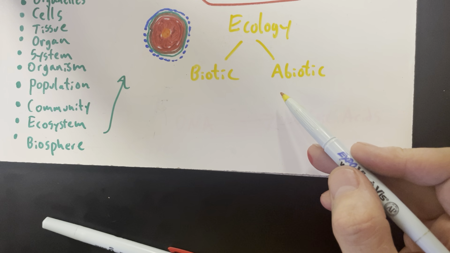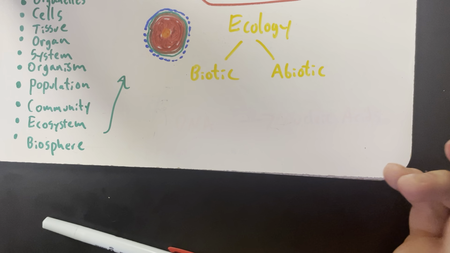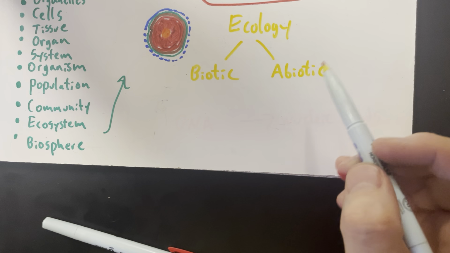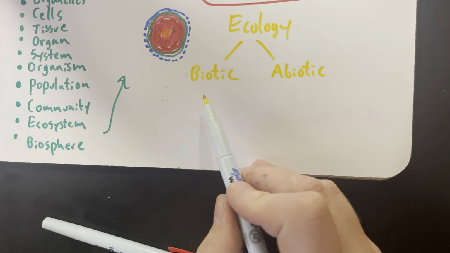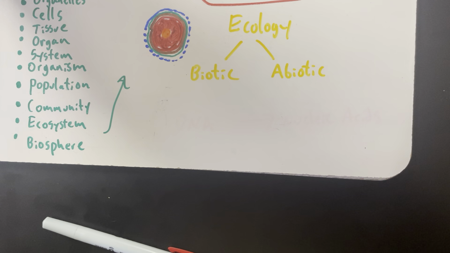So what does the A mean? It means without, exactly. Another example would be the word moral versus amoral, right? Amoral means a person without morals. So abiotic is without life. So living factors versus non-living factors. What are some examples of biotic factors?